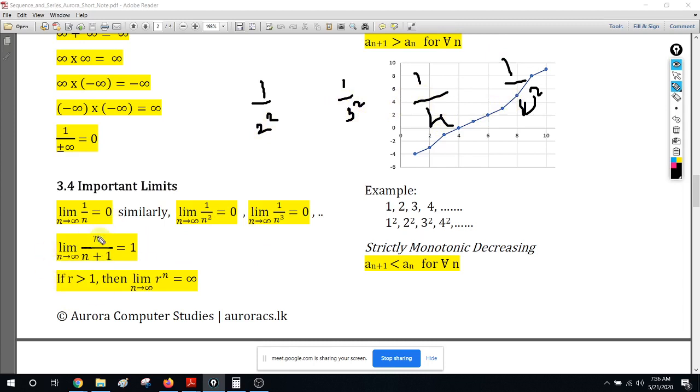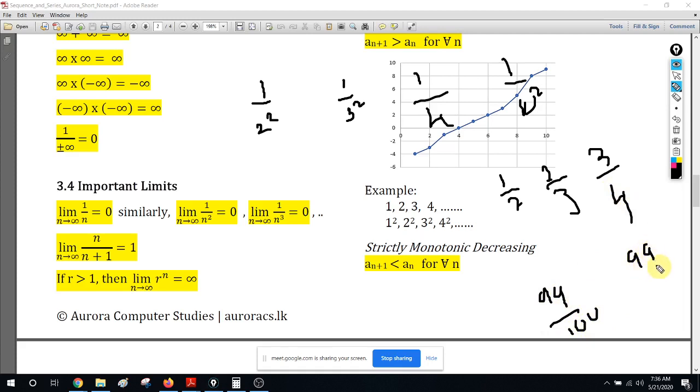Then of course we discuss this one. When n tends to infinity, n over n plus 1 is also getting closer and closer to 1. Right? So 1 over 2, 2 over 3, 3 over 4, 99 over 100 is getting closer to 1 now. 999 over 1000. Now you can see by looking at the pattern, okay, yes, that is correct.